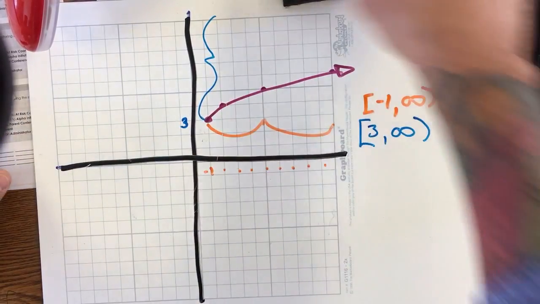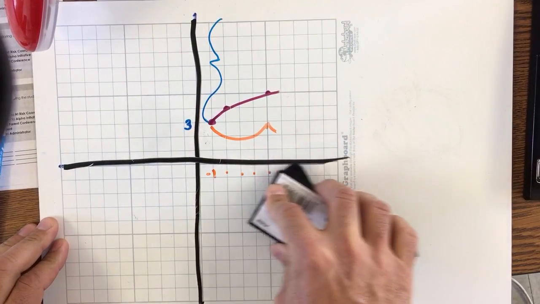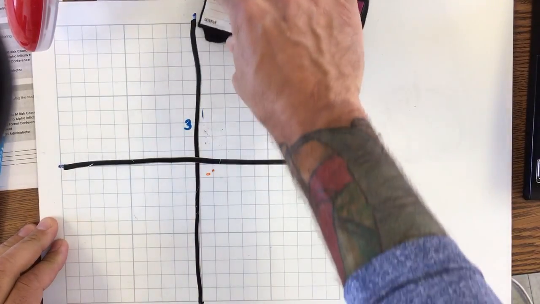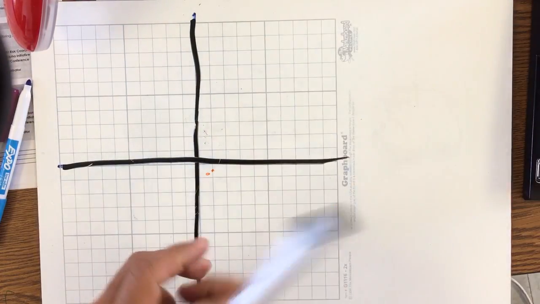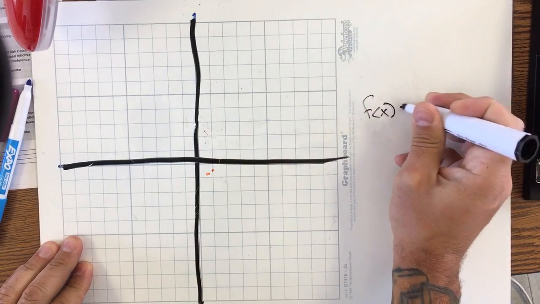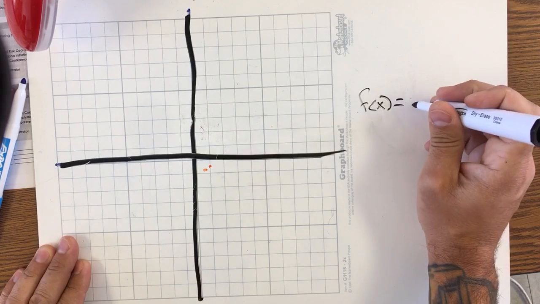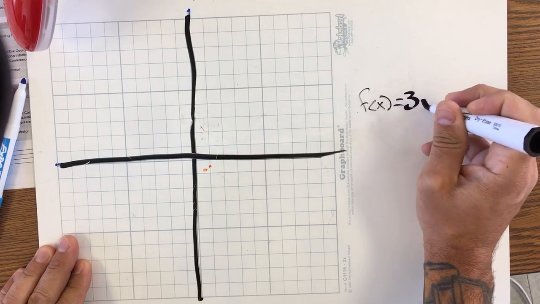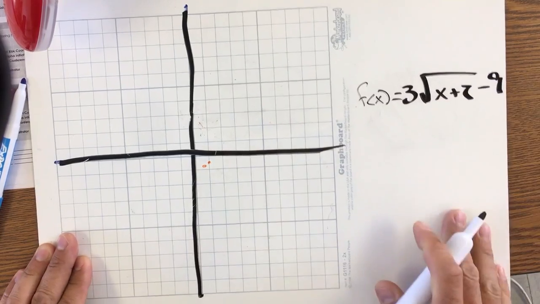So doing another example, if I had something that told me just the function rule. It told me f of x, or y, as I used in the problems that we did in class, f of x equals 3 square root of x plus 2 minus 9. Okay, it tells me that.